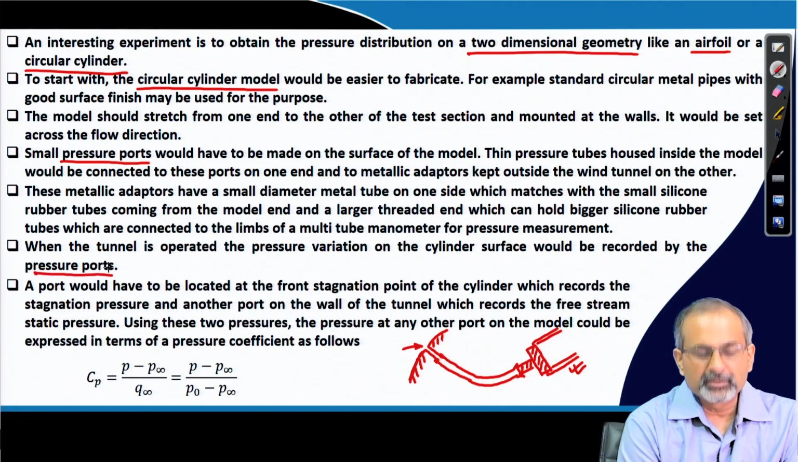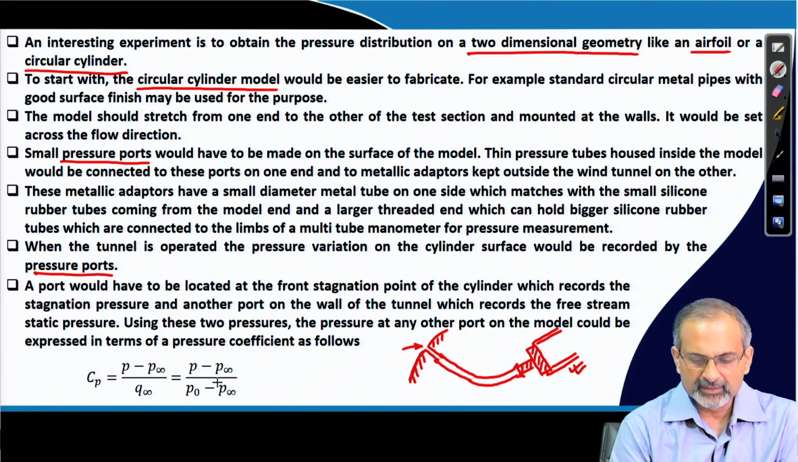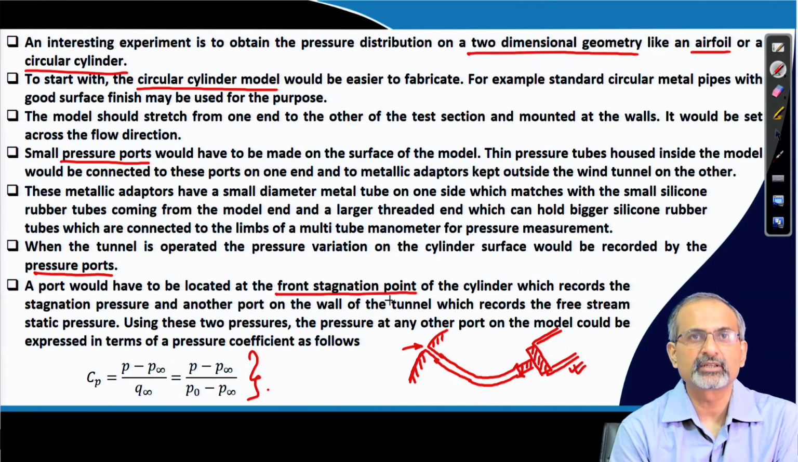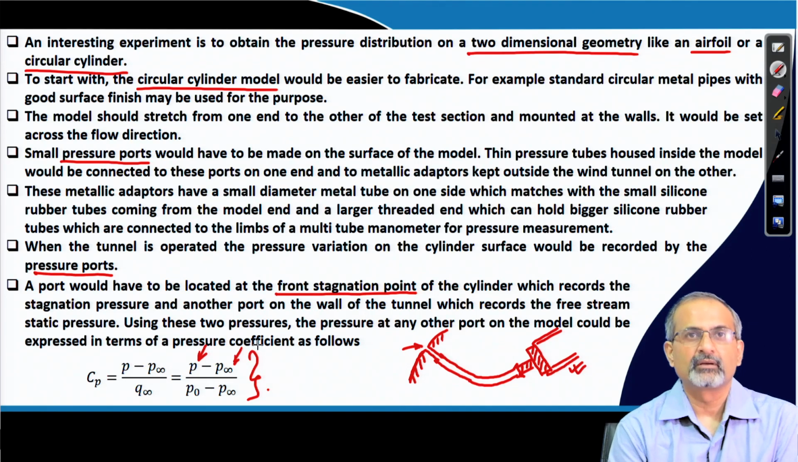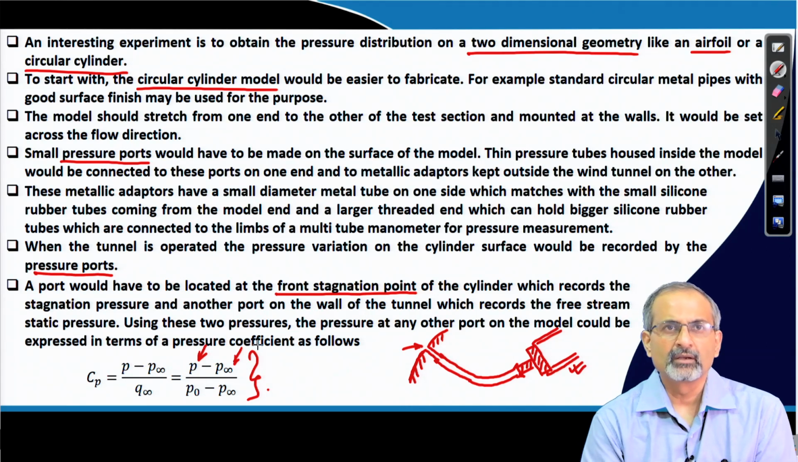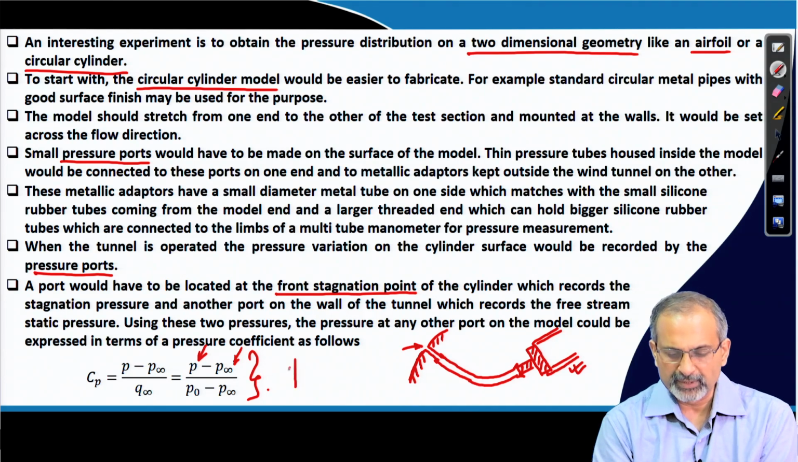So, we talked a bit about the pressure ports and the tubings that you need to have, and then you can make these measurements. The front stagnation point of the cylinder would record the stagnation pressure, while any other orientation of the port will record the local static pressure, and both of them are represented in a differential sense with respect to the P infinity.